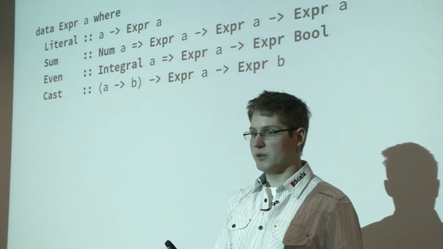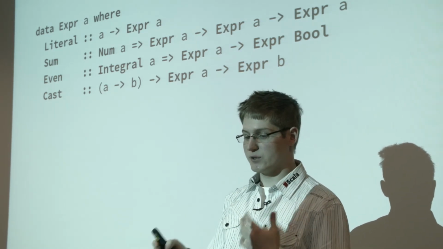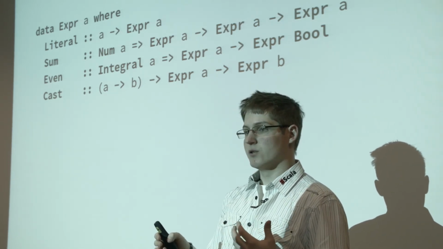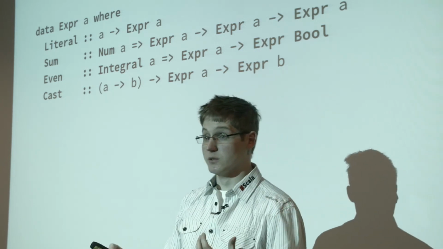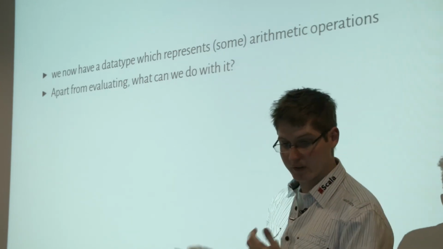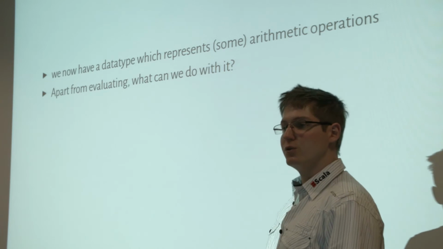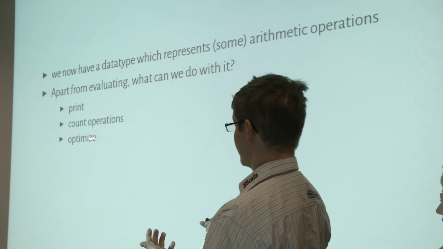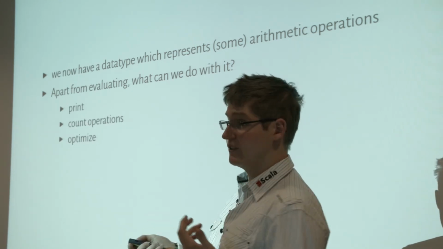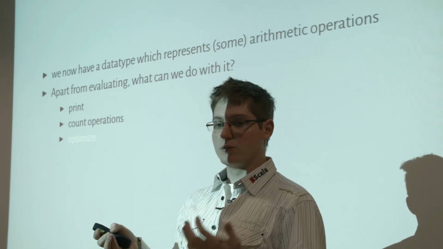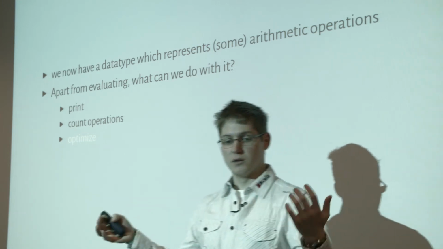So this is really important if you're building a compiler or something like that, or for a DSL, which is a little bit more complicated. And you don't need to care about failures in your evaluation. You just give these additional types, and then by construction, you always have a valid expression at your hand. So we now have a data type which represents these arithmetic operations. What can we actually do with that apart from evaluating it? So I have some ideas. So you could print it. You could count the operations in there. And you could optimize it. So for example, if you know how to fuse some operations together, you could just do that. And let me tell you, we're just going to do that.